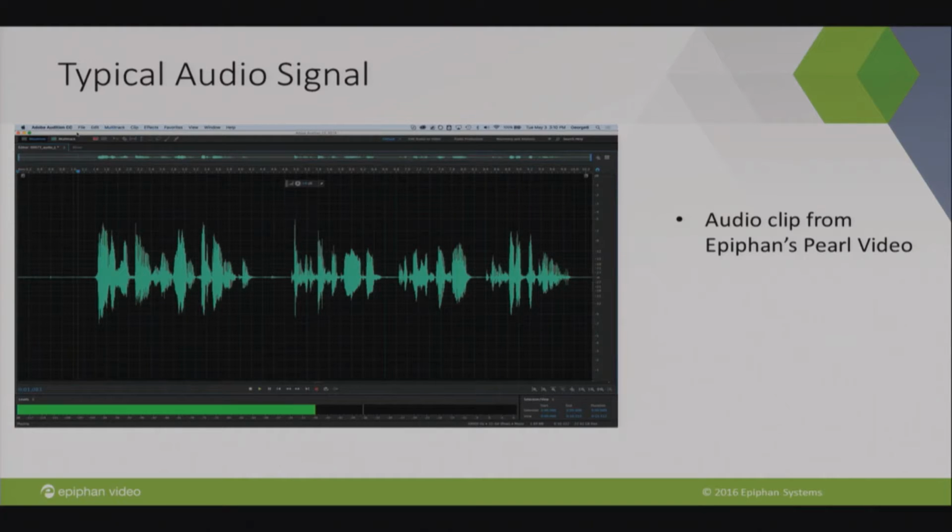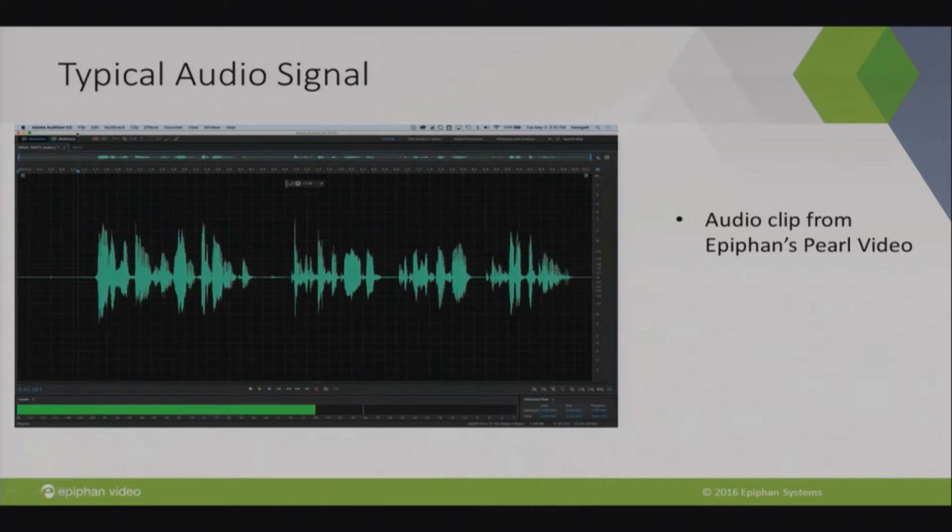So we need to understand a little bit about the audio signals to know how to treat them, how to record them properly without distorting them so that you do get a nice clean signal. This is an audio clip that I took from one of our videos that's promoting one of our products. I'm just going to try to play it here so you can hear what it sounds like.